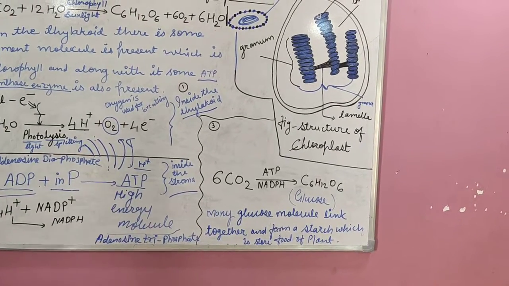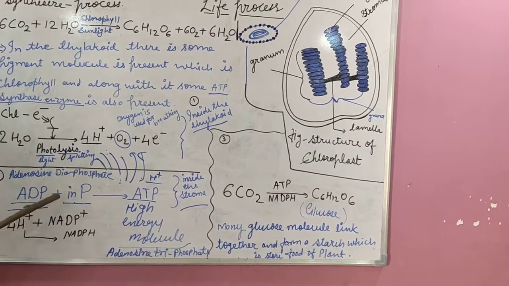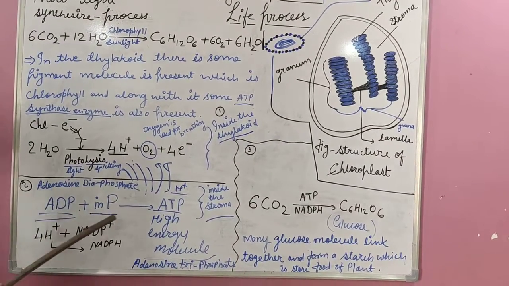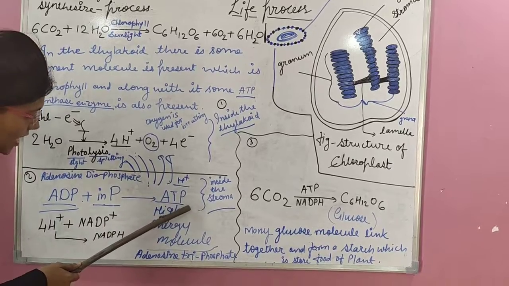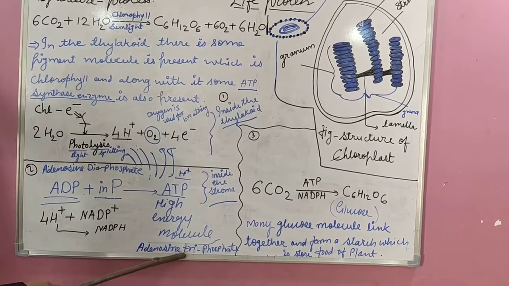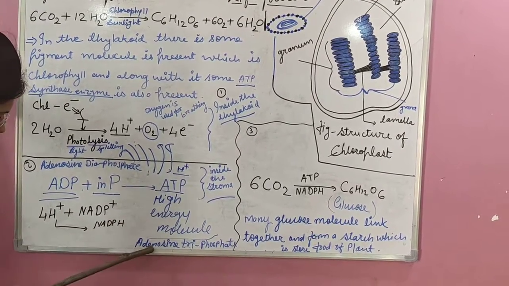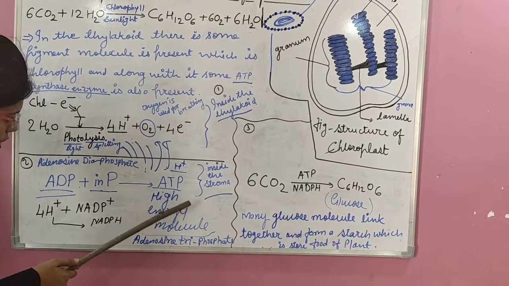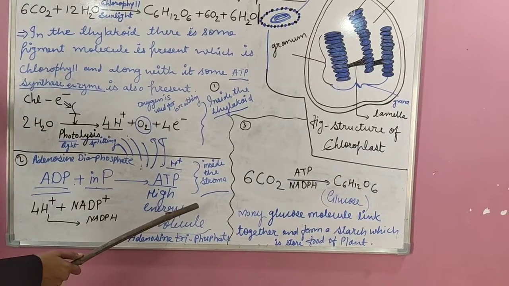So here, students, adenosine diphosphate with inorganic phosphate forms an ATP molecule, which is a high energy molecule. This ATP has the full form adenosine triphosphate, and it is a very high energy molecule.